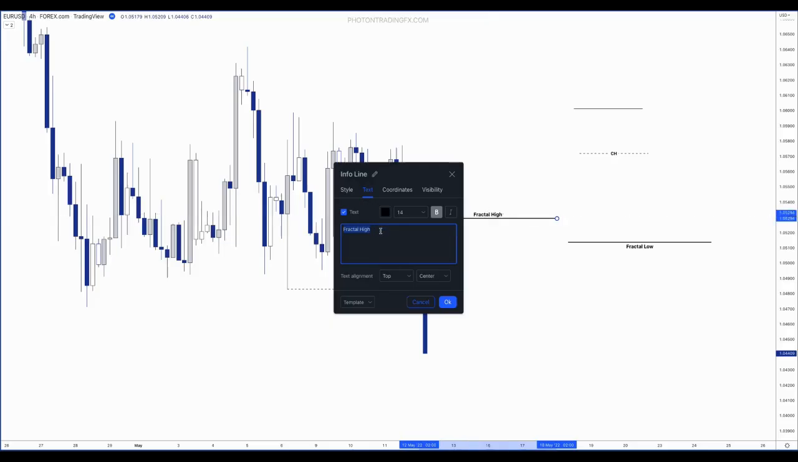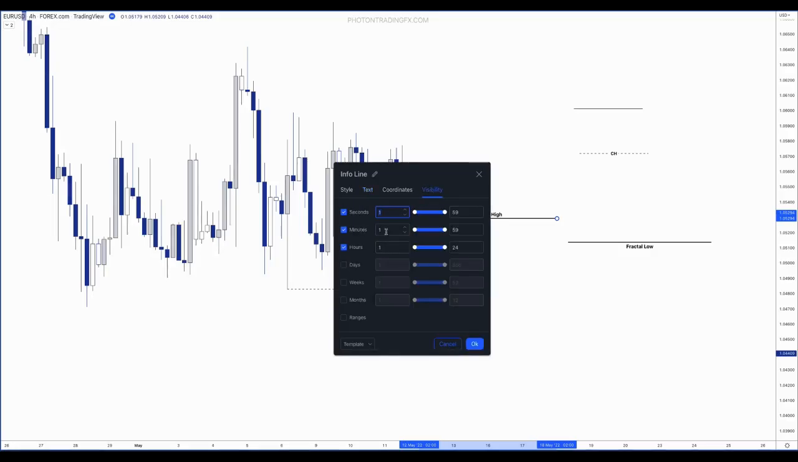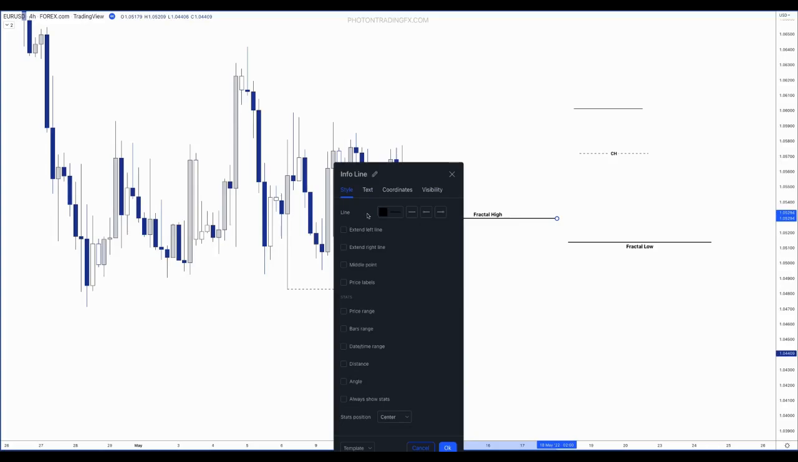So like say you open this up, there's a text box up here. You can add whatever you want. So like fractal high, I've done fractal low for the one, right? Because you can put the text in the middle or the bottom, center, left or right. You can play around with that. It's all reasonably self-explanatory: text size, color, etc., what time frames it will appear on, all that fun stuff. And then the style, you can change the thickness of the line. You want it dashed, dotted, all that fun stuff. I'll let you play around with it, okay?